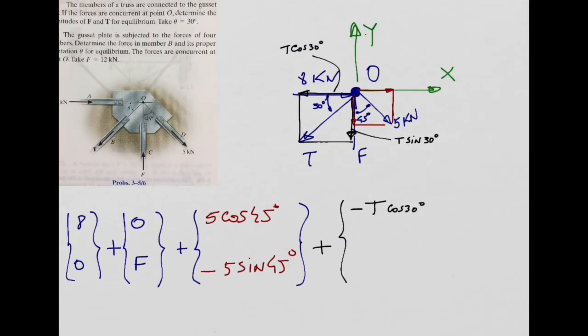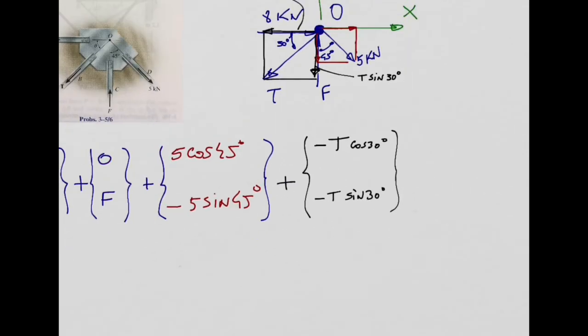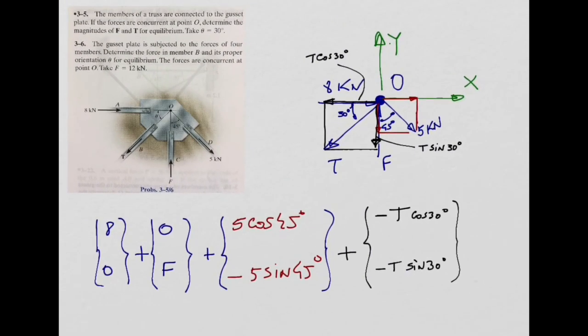And then this one, the vertical component, is also opposite to my y-axis, so it needs to be a minus as well. So it's going to be minus T sine 30 degrees, right? You all agree with me? And that's all we have, right? So if I add all these vectors together, I will have the resultant of the forces in this particle O, and then I will have to say this resultant needs to be equal to 0. So this needs to be equal to 0, 0. All right?